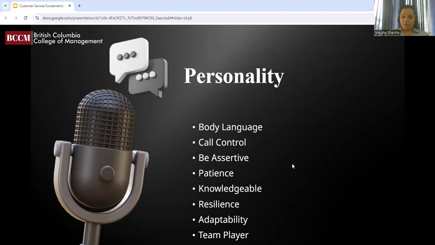The body language should be straight and in the right position. You have to take the lead of the call. You have to be assertive, patient, knowledgeable. If you don't know your product, if you don't know the process of your company, you will be neglected by the customer. He will be more frustrated.